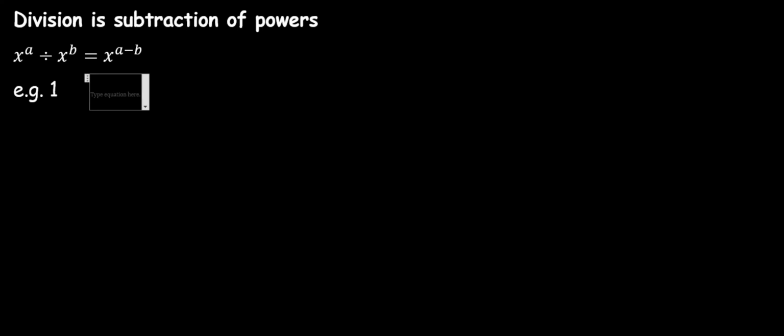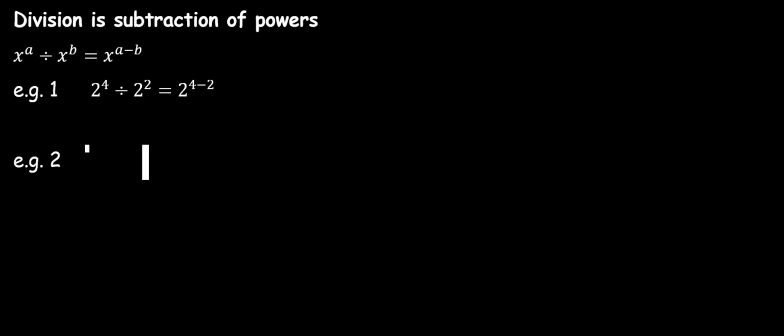Another law. Division is subtraction of powers. x raised to power a divided by x raised to power b is equal to x raised to power a minus b. Let's take a few examples to illustrate the law. Example 1: 2 raised to power 4 divided by 2 raised to power 2 is equal to 2 raised to power 4 minus 2.